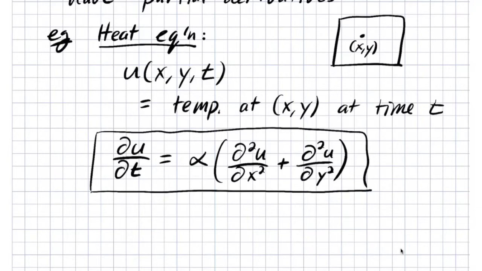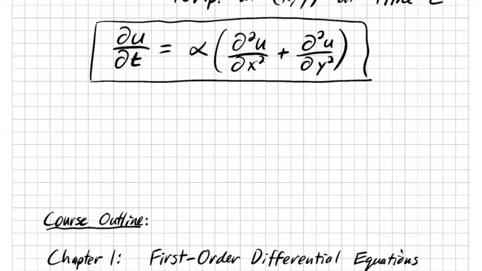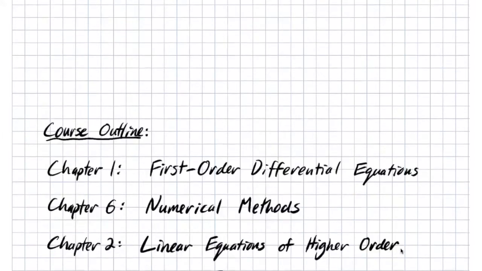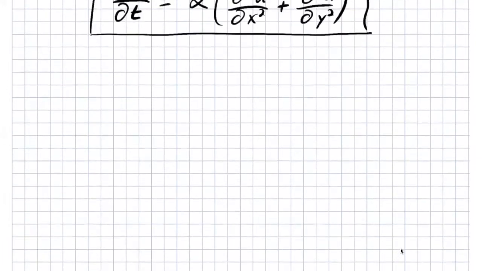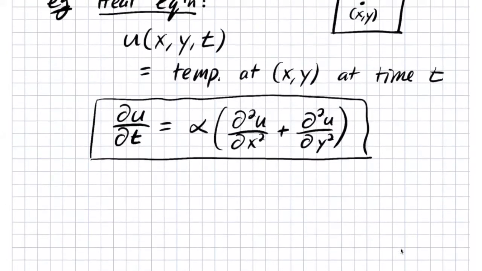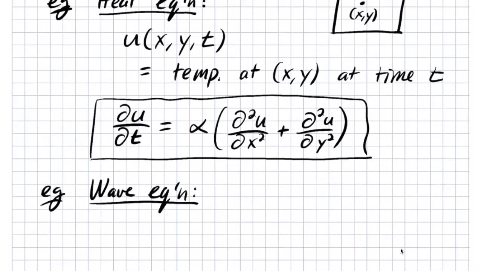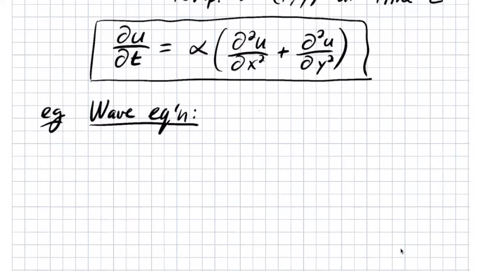So involving partial derivatives, another really popular example of a well-known partial differential equation is the wave equation. So in this case, let's just do a one-dimensional string.